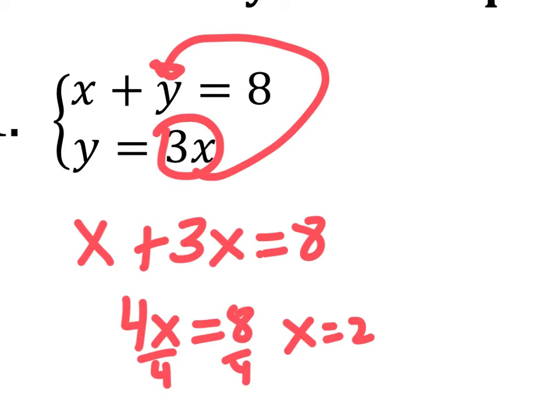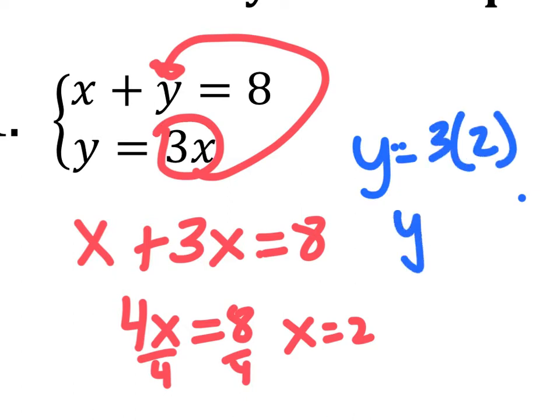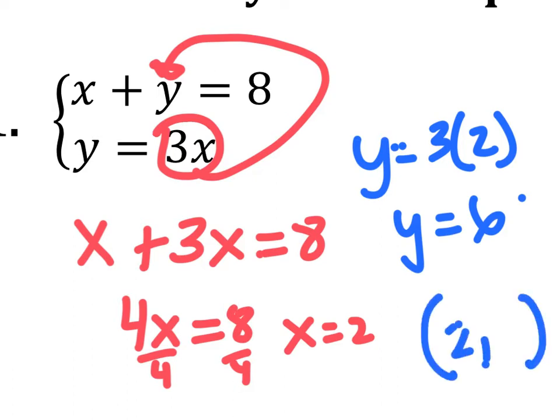Then we're going to take that 2 and plug it in for x. And let me pick a different color here. And we'll do y equals 3 times x, or 3 times 2, y equals 6. So our final answer is going to be the coordinate 2, 6.